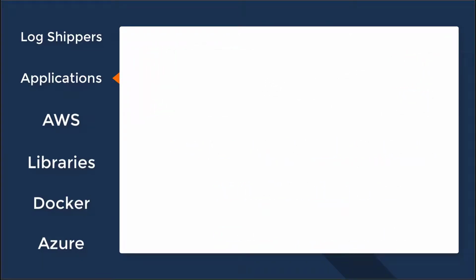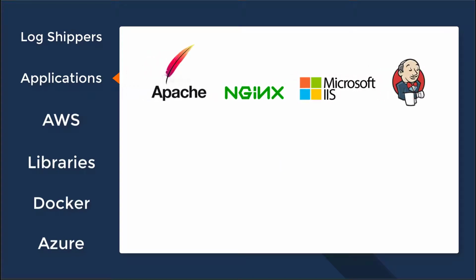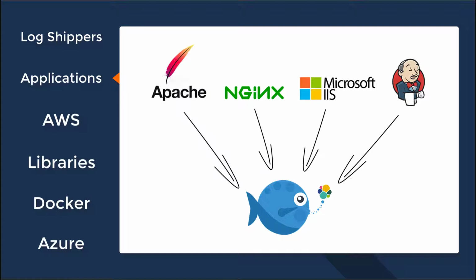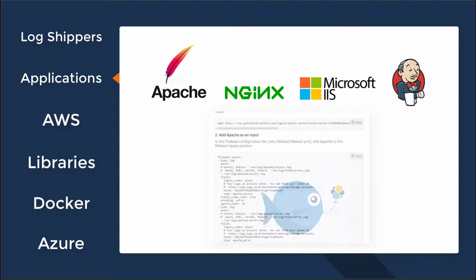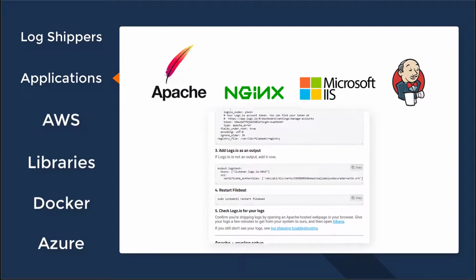If you intend to ship server logs such as Apache, Nginx, IIS, and so on, or if you want to monitor your deployments using Jenkins, you can ship the logs using a combination of Filebeat or an rsyslog setup. Each integration page contains a detailed walkthrough on how to ship the logs to Logz.io.